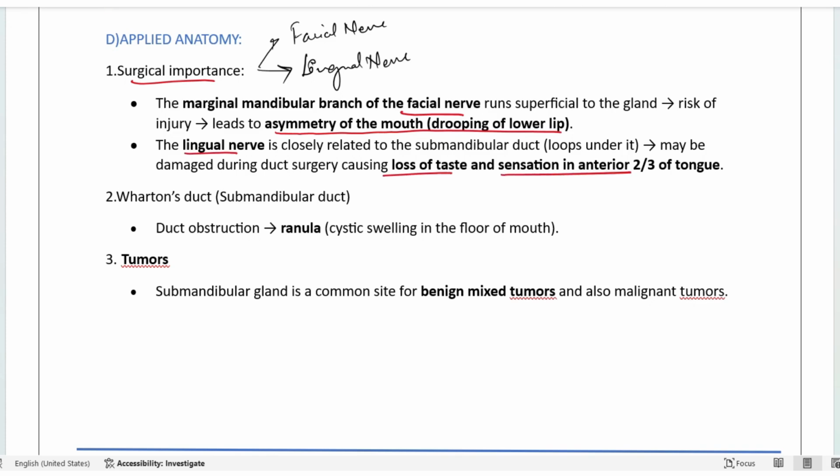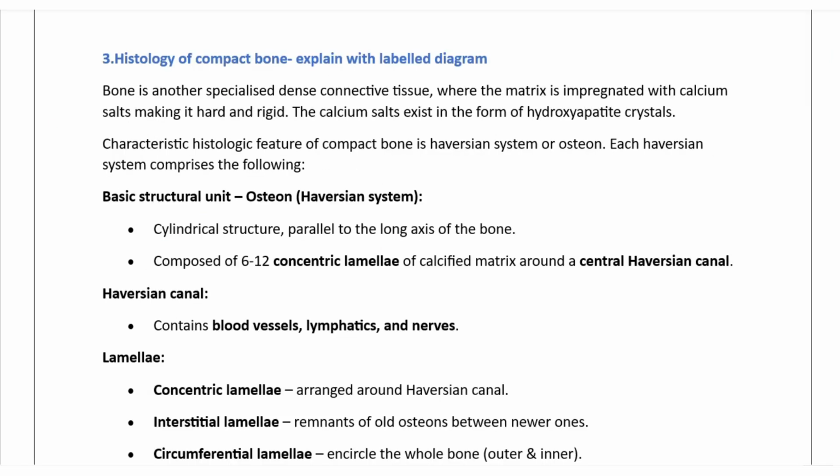the tongue. Now the Wharton's duct can have a ductal obstruction, that's a ranula or cyst developing, or there could be tumors of the gland, or also you can write sialoliths. They are nothing but stones. So this covers your 10 marker. Okay, let's move on to the next question.